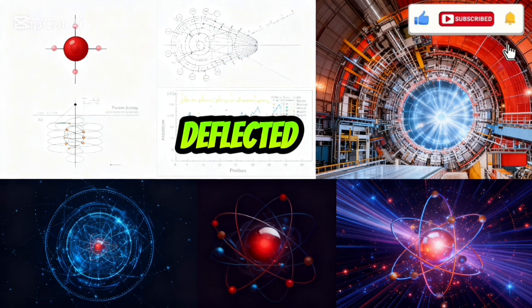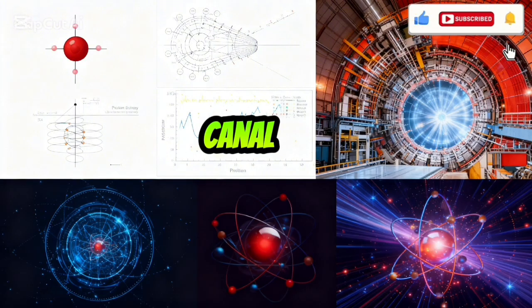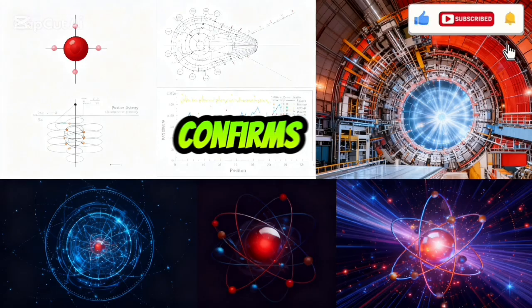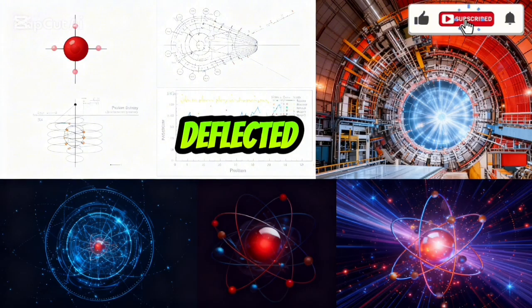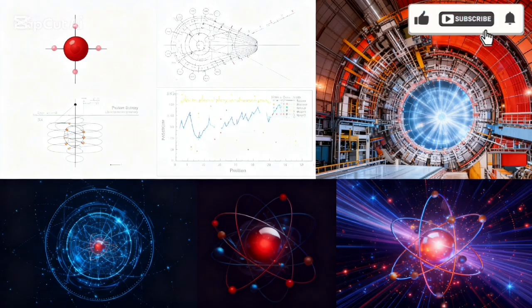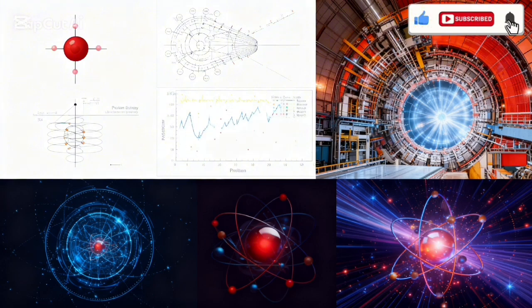3. They are deflected by electric fields. When an electric field is applied, canal rays bend toward the negative plate. This confirms their positive charge. 4. They are deflected by magnetic fields. Canal rays are also affected by magnetic fields. However, their direction of deflection is opposite to cathode rays because they carry opposite charge.